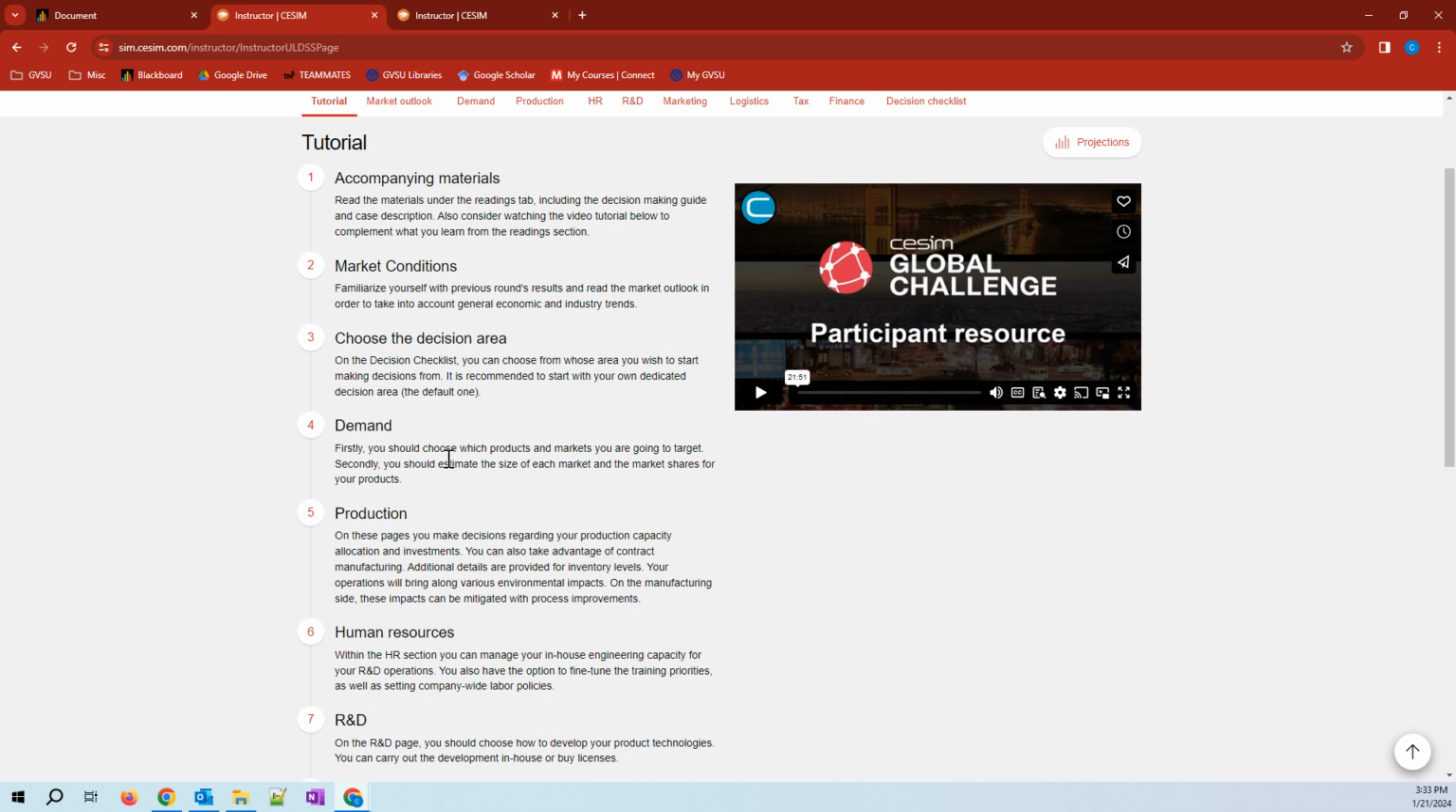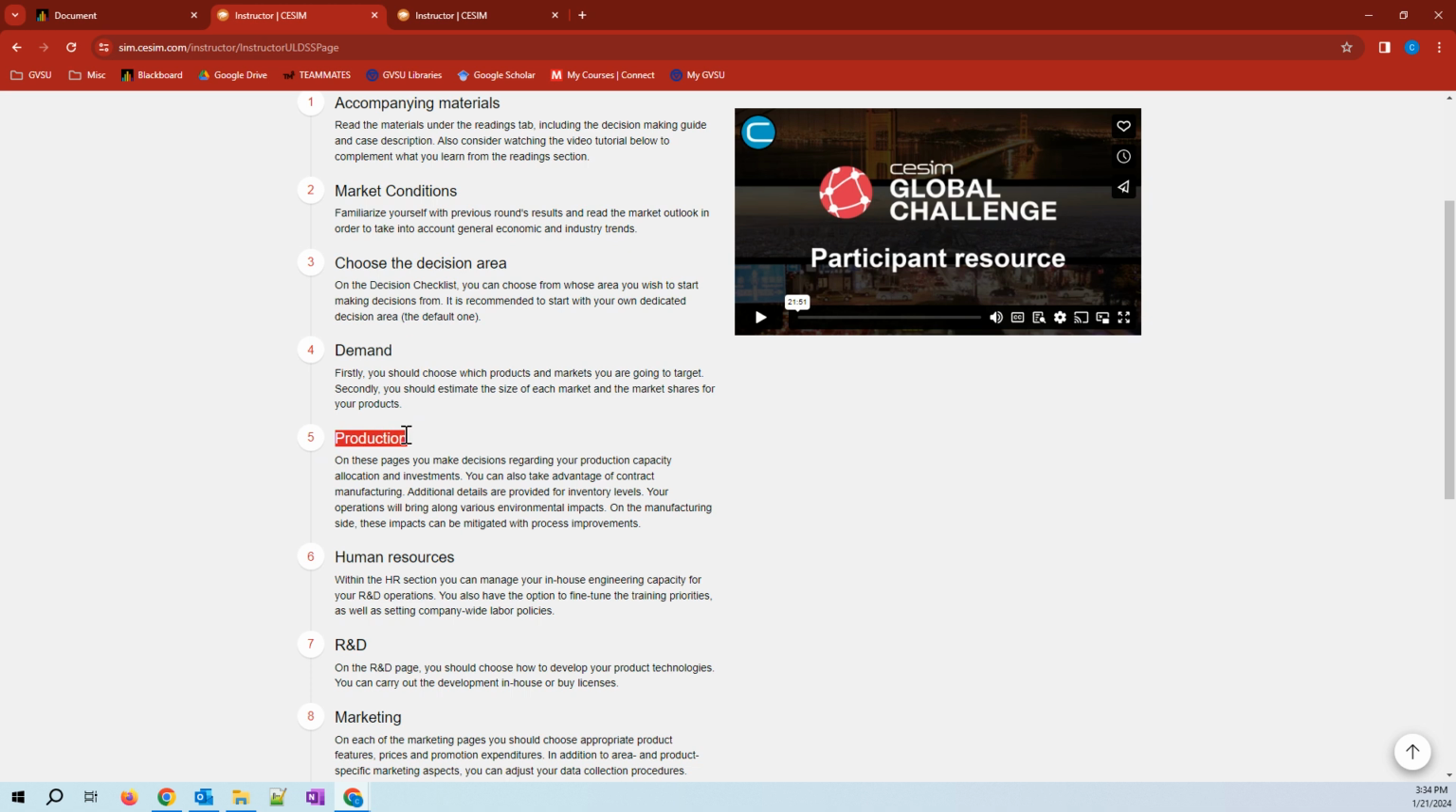The demand tab says you should choose which products and markets you are going to target, and estimate the size of each market and the market share of your product. So there are specifically two things we do on the demand tab: we estimate the size of the market, and then we estimate our market share in each market. There are three geographic markets. We estimate the size of each geographic market for the current year, and then our share in each of those three markets through the two products that we can sell.